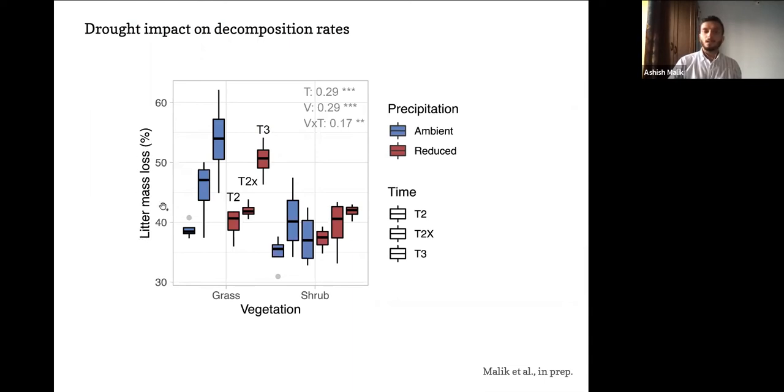And in shrub, a lower amount of decomposition happened. What I'm showing here is time T2 and time T3, and we sampled also an extra time point between these two time points. I'm not showing the last time point because we could not really get reliable data.